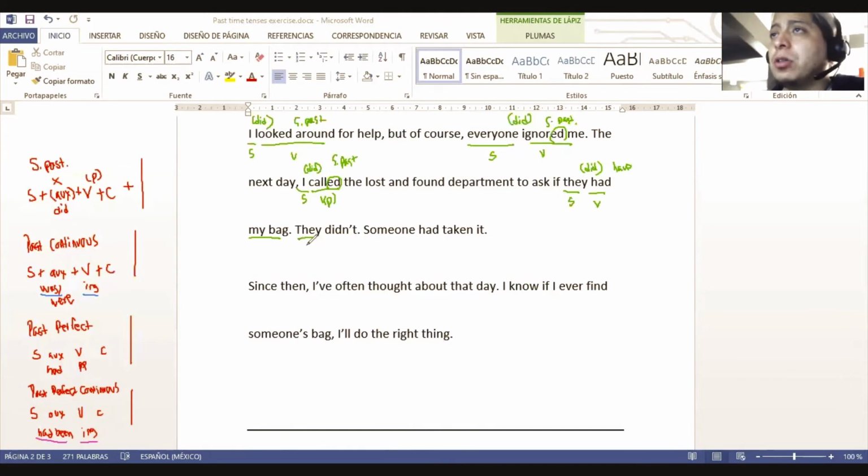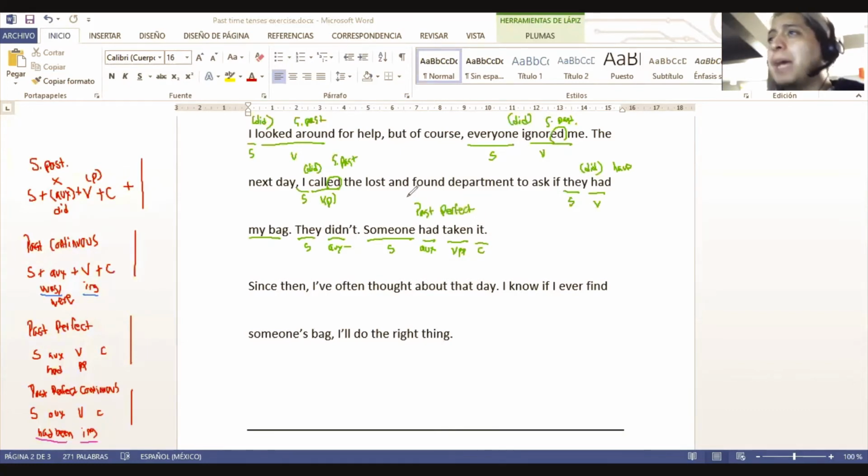They didn't. Subject and the auxiliary with negative. They didn't what? They didn't have the bag. They didn't have the bag because someone, auxiliary, verb in past participle, and complement. This is the past perfect.